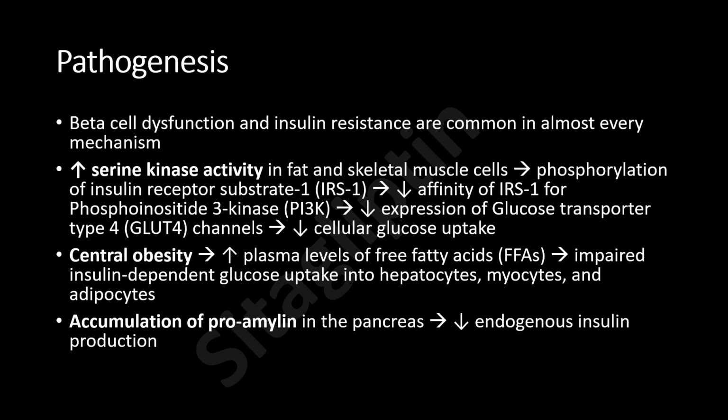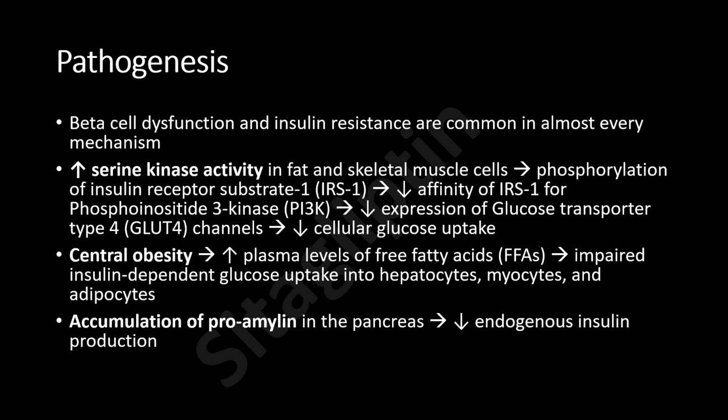So, increased serine kinase activity in fat and skeletal muscle cells is responsible for phosphorylation of IRS1, insulin receptor substrate 1. This is not the International Revenue Service, so please beware. Phosphorylation of insulin receptor substrate 1. Again, this is a part of the insulin signaling pathway, and we're not going into details because this is not the subject of the topic.